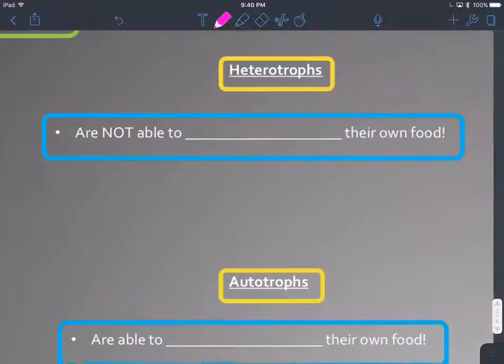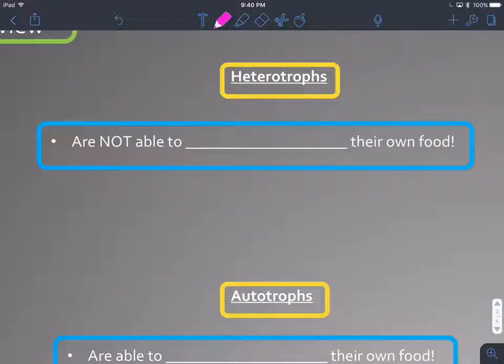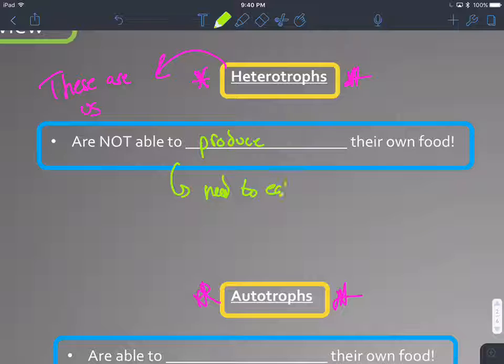The other thing that you learned about was these two types of organisms, called heterotrophs and autotrophs. Heterotrophs, these are us. We are heterotrophs because we're not able to produce our own energy. We need to eat food. We can't just sit out in the sun and all of a sudden feel full, even though that would be incredibly cool, right?